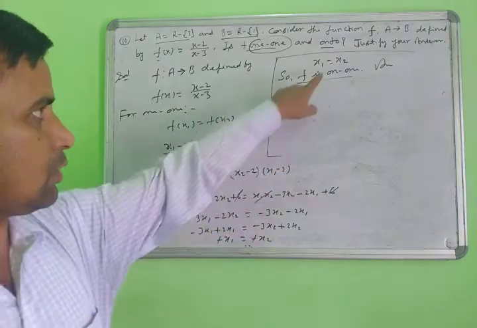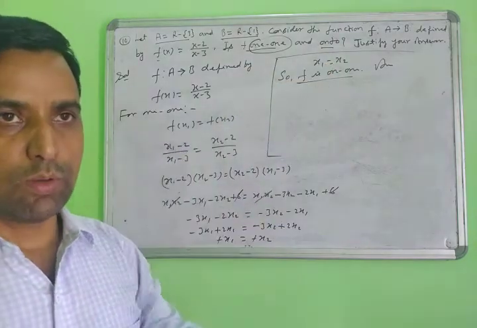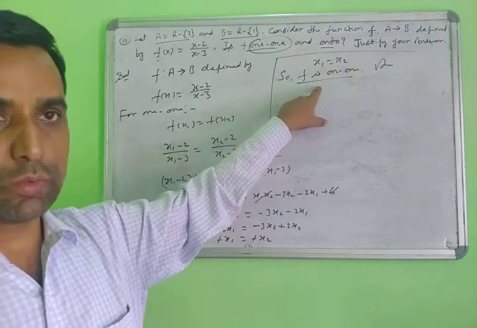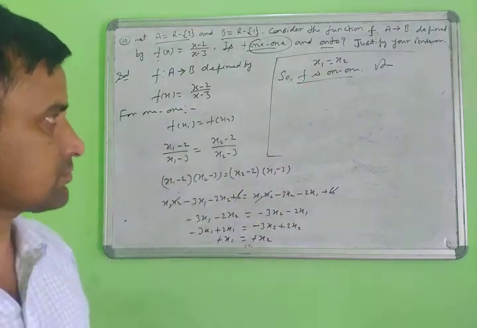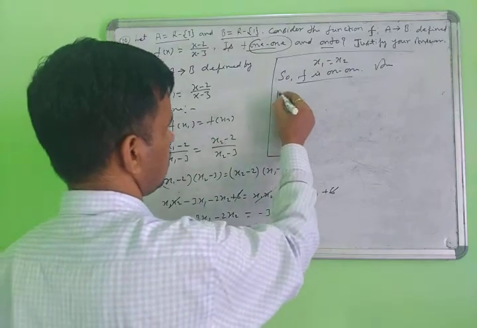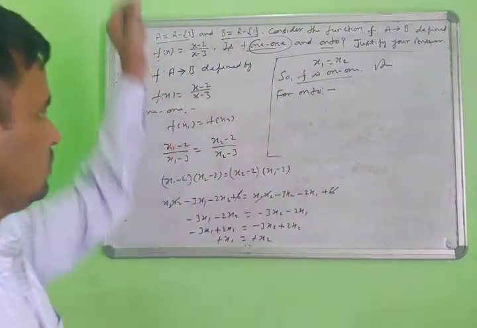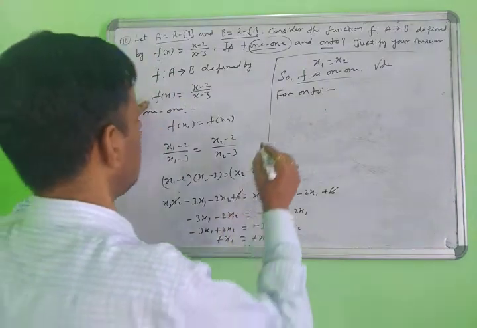Because x1 equals x2 means both have the same function value, not different, so both have the unique image. Second thing, onto: same as before, you write here f(x), what is the value of f(x)?